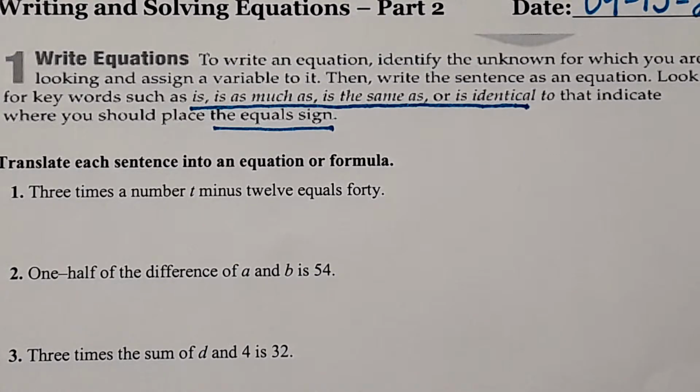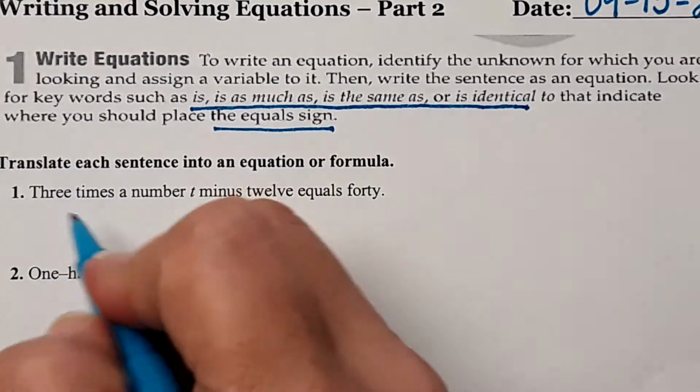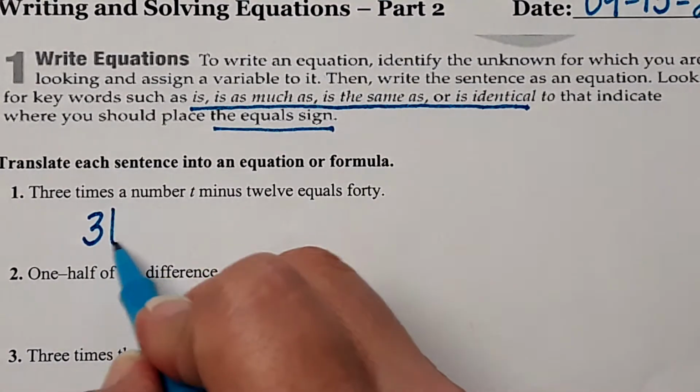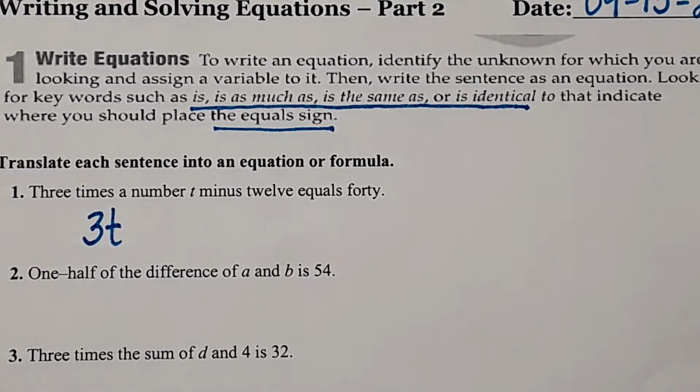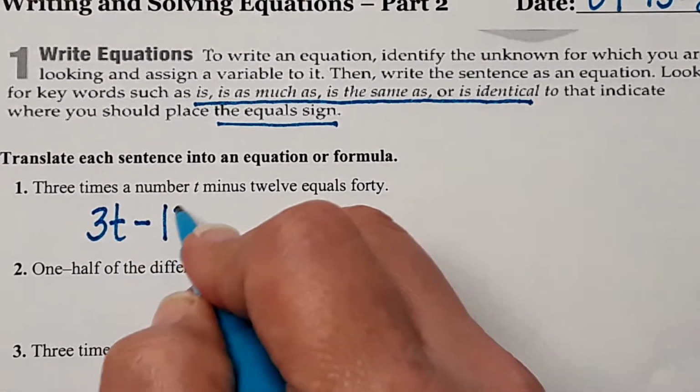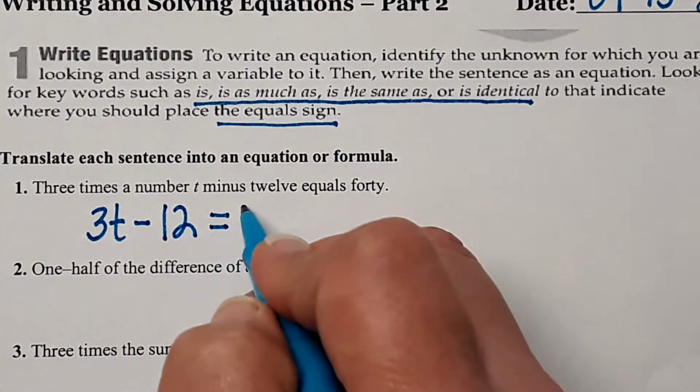Okay, 3 times a number, t, minus 12 equals 40. You guys notice this time they gave us a variable. They told us what letter to use. Very rarely does that happen, but they give us a variable. So what number are we going to start with? 3. What letter am I going to put? T. What's my operation going to be? Subtraction. What am I subtracting? 12. Yep. And then equals 40.